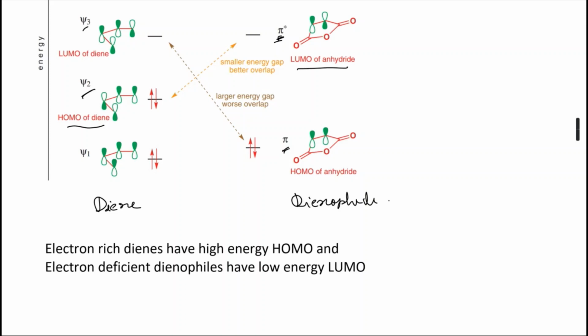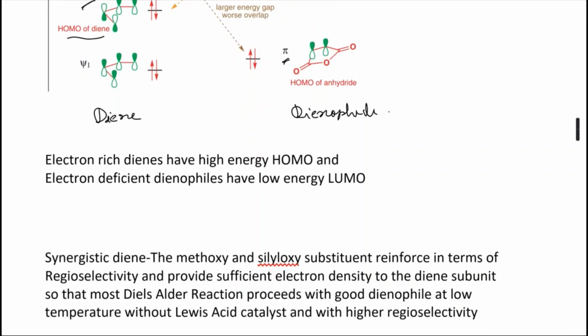Now we'll come to a new terminology, that is synergistic Diene. So which is synergistic Diene? A synergistic Diene is a Diene to which a push effect group is attached, so that it will increase the rate of the Diels-Alder reaction, and the reaction will take place even in the absence of any Lewis acid, and also at low temperature, and it also increases the regioselectivity in the Diels-Alder reaction.